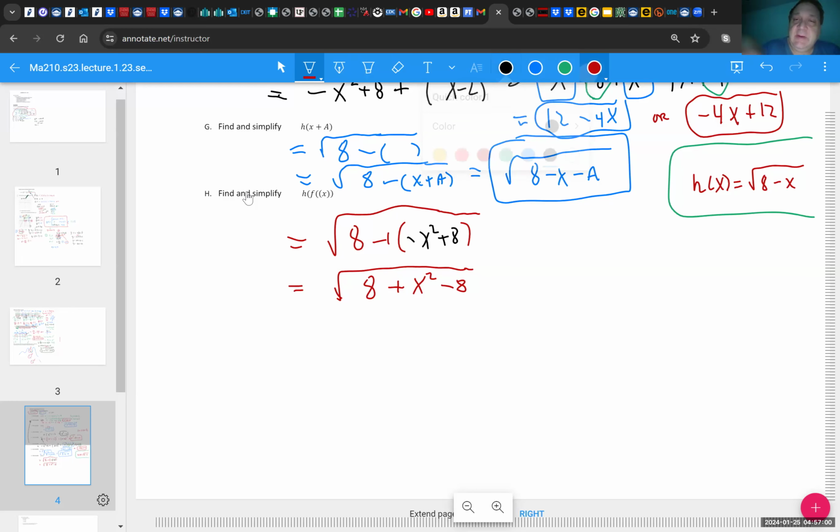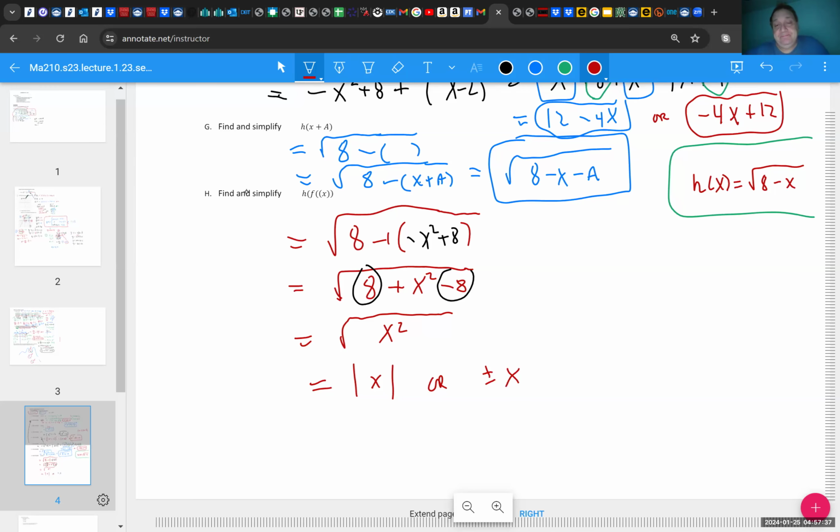Some people say they cancel. I'm a little bit wary of using that word because it kind of hides what's going on, and I see a lot of mistakes that people make incorrectly canceling things. So what's truthfully happening is we have an 8 and we have a negative 8. They add to 0. Anything plus 0 is just itself. So we have square root of x squared, and the square root of x squared, if you don't remember from your pre-calculus class, is equal to the absolute value of x. Some people think it's equal to x, but it's actually equal to plus or minus x. Just to make sure that you remember that as well.